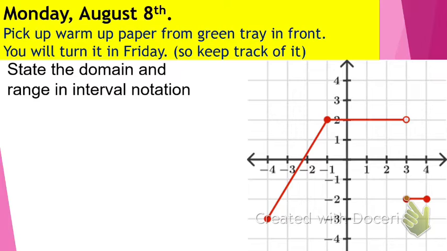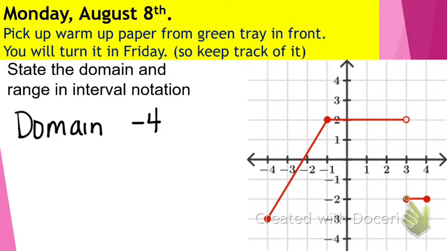Okay. All right. So when you're doing your domain, you start at the left and you go to the right. So for your domain, you're asking yourself, how far to the left does this graph go? So how far does it go to the left on the x-axis? -4. So your domain starts at -4.